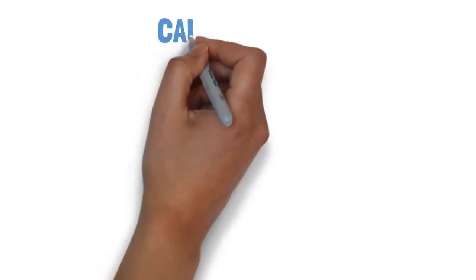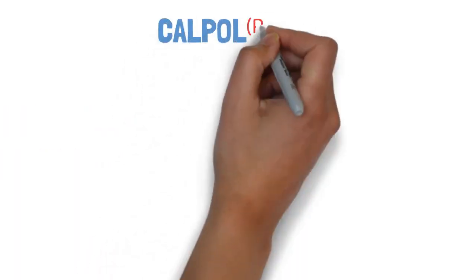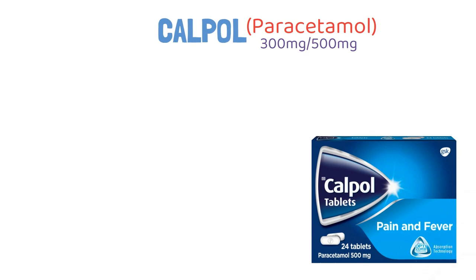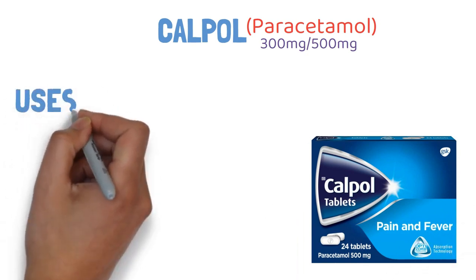The first medicine is Calpol. Its chemical name is paracetamol. It's available in 300 mg and 500 mg. You can check here the uses and side effects of Calpol.